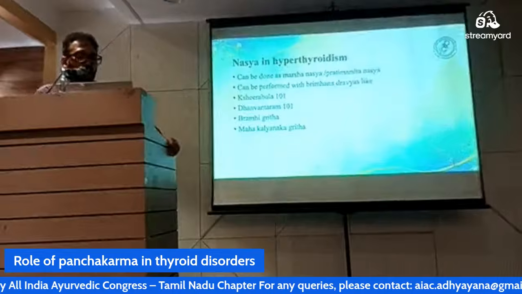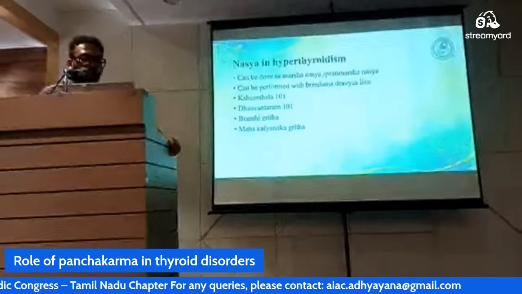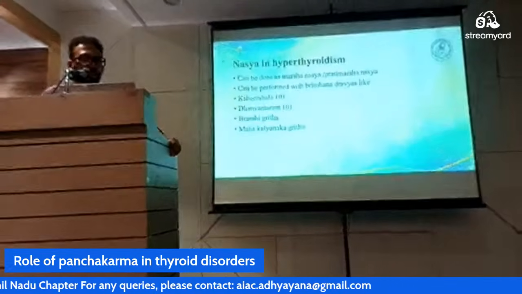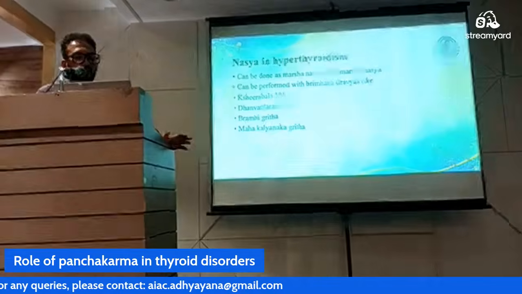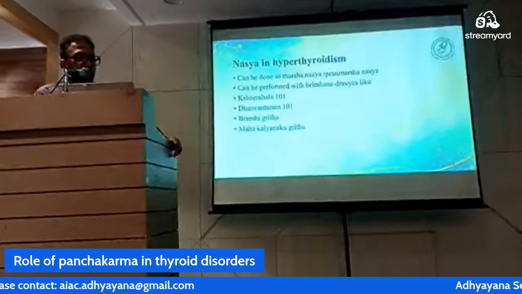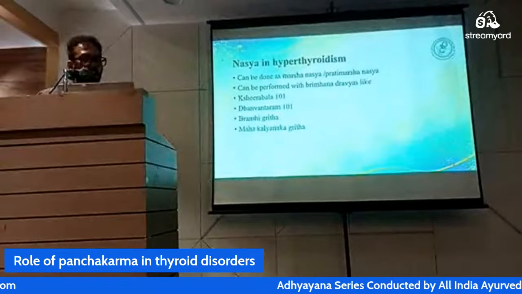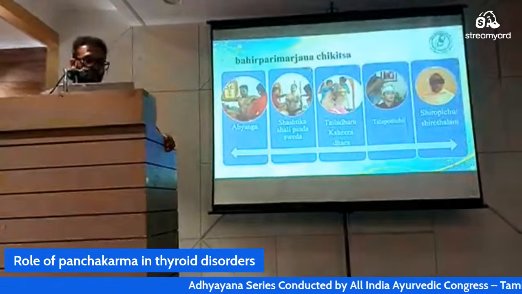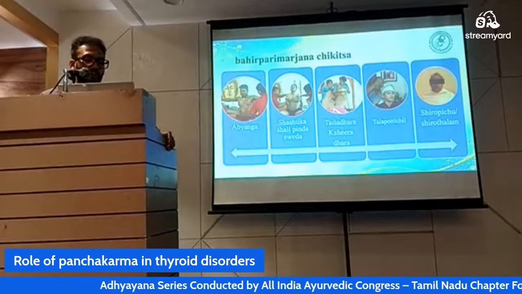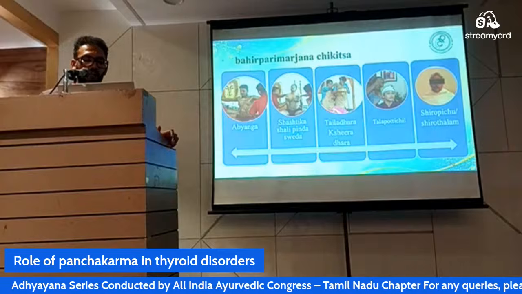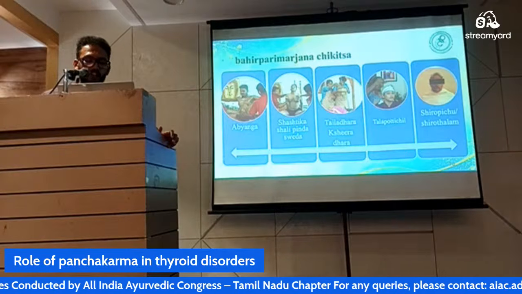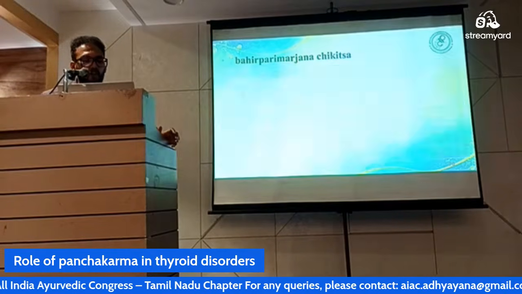So coming to Nasya and hyperthyroidism, it can be done as Marsha Nasya, Pratimarsha Nasya, performed with Brahmana Dravyas like Shirobala Taila, Dhanvantara Taila, Brahmi Ghrita, Mahakalyanaka Ghrita, all of which have Pitta action. So you can go for any of these Ghritas or Tailas for Nasya Karma. For Bahir Parimarjana Chikitsa, we can go for all the Brahmana therapies like Abhyanga, Shashtika Shali, Taila Dhara, Shiradhara, Talapodichil, Shiropichu, Shirobasti can be done.